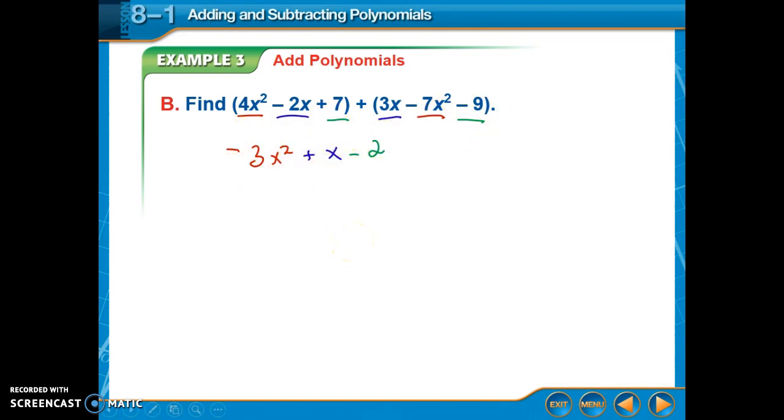And generally, we always want to start with the highest powers. So we started with x squared, and then we went to the x, and then we went to the one that didn't have any variable.